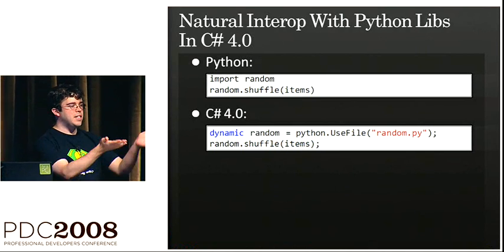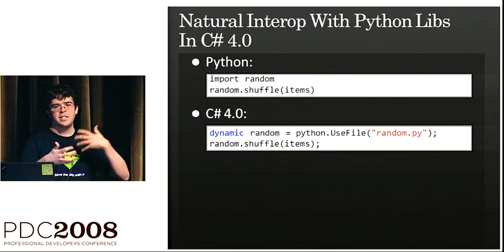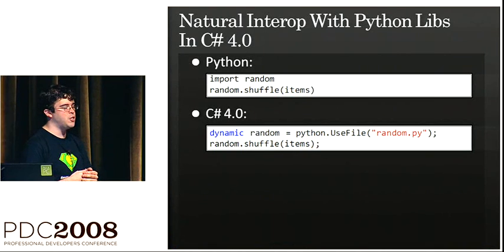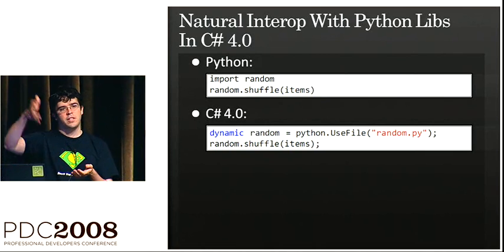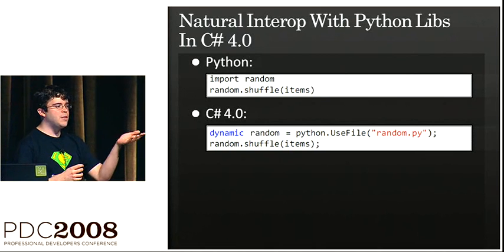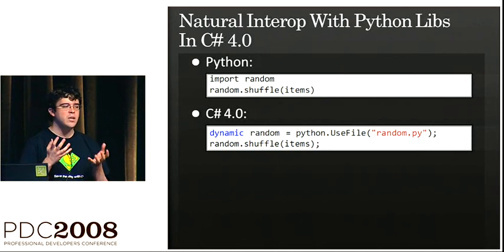and just show that basically in sort of an equivalent situation here, if I had some random module where I was calling random.shuffle, in Python I would say import random, and I would call random.shuffle on some items array that I have. But now in C# 4.0, the equivalent thing to do is equally short.